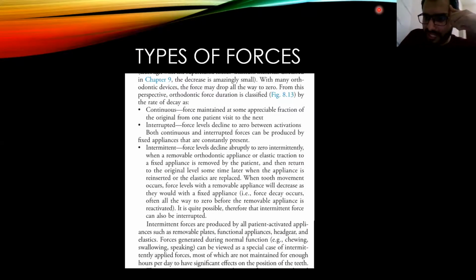From one appointment to the next, in between the appointments, the patient is not wearing it for a few hours a day, right? If he's not wearing it continuously in 24 hours a day, he might be wearing it for 15 hours. The remaining few hours, he's not wearing the appliance. So abruptly, the force coming to zero intermittently in gaps is called intermittent forces.